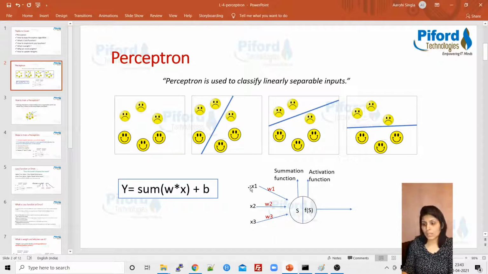So the inputs and the associated weights go into the summation function. The summation function will add all the weighted inputs, and the output of the summation function becomes the input to the activation function. In my previous class I already taught you various activation functions. You can decide the activation function as per your requirement. And it will finally give us the output. Output is y.